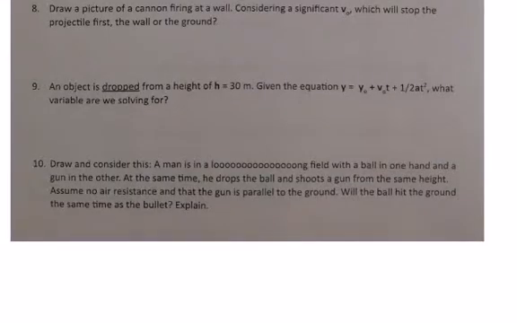Alright, so number 8 is more of just a thought question. Draw a picture of a cannon firing at the wall, considering a significant V, or a large initial velocity. Which will stop the projectile first, the wall or the ground?